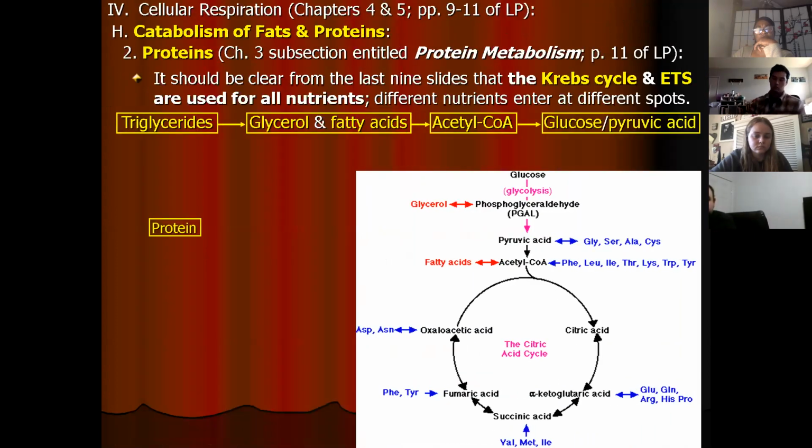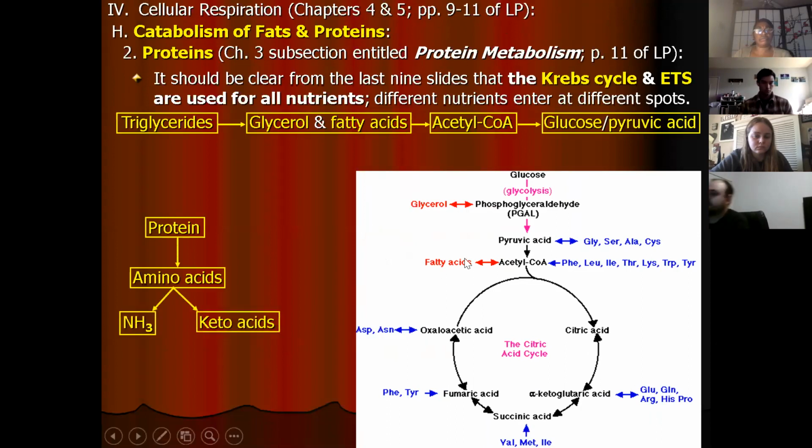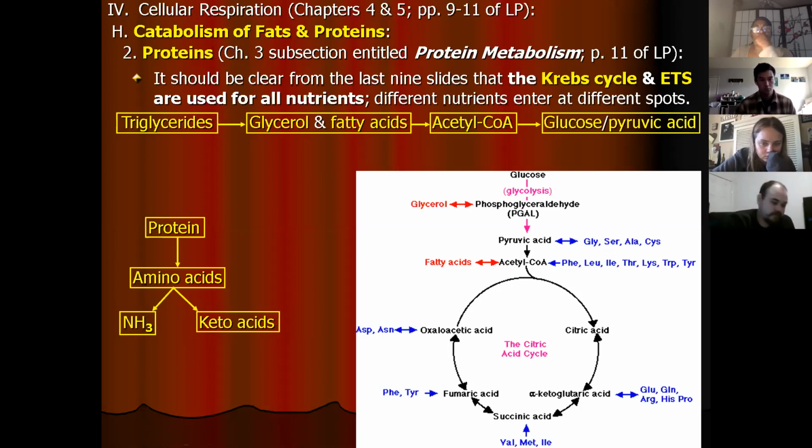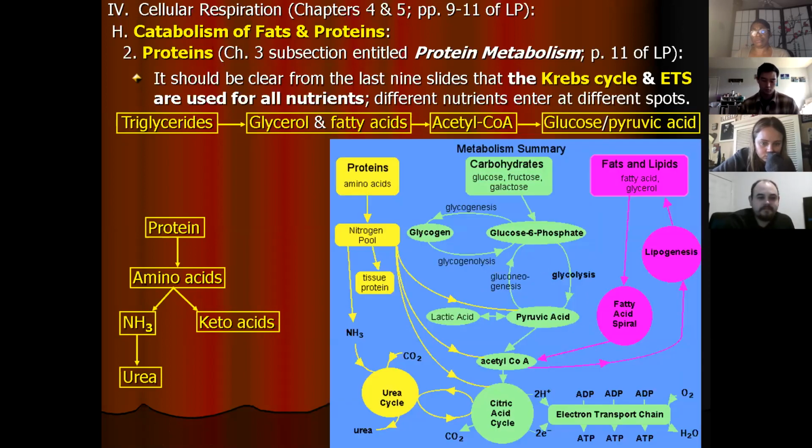And that's what you see here on this figure. Black is what we covered first, off glucose. Blue is where those amino acids, those are all abbreviations for the 20 amino acids, can go into that framework. Fatty acids become acetyl-CoAs. Glycerol can actually go into gluconeogenesis and go through glycolysis. Any questions?